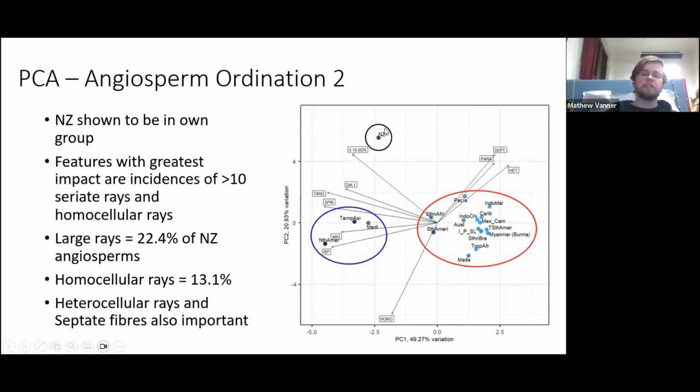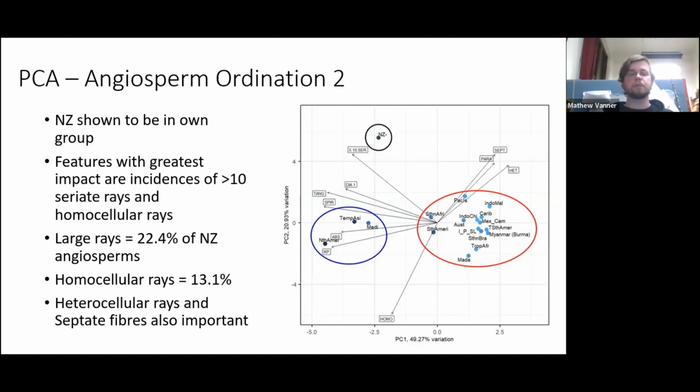The features that cause that difference are the presence of these large 10-seriate rays, which are in 22% of New Zealand's angiosperms. Now, the next highest anywhere in the world is about 17%. So the presence of these really large rays in New Zealand is incredibly common.